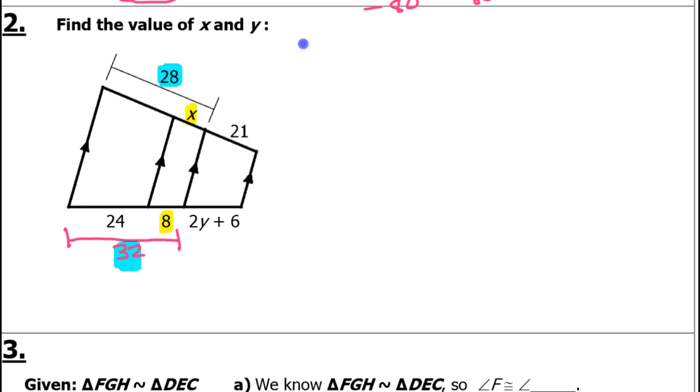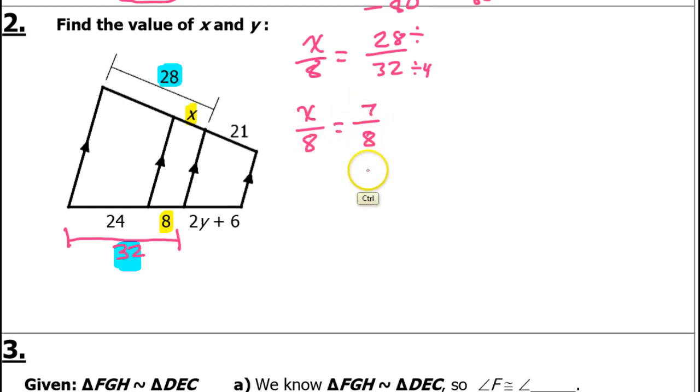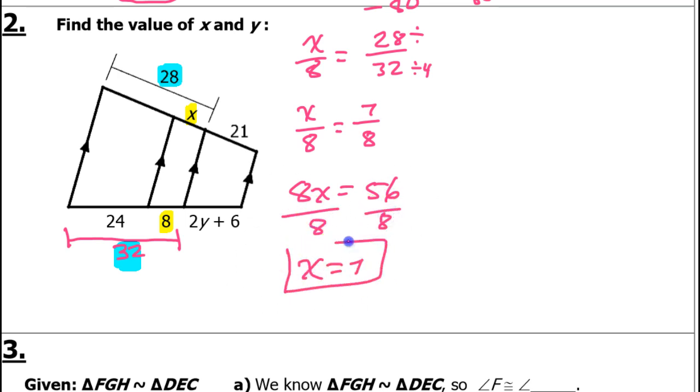Give me an equation. X over 8. So I could do x over 8, for example, and 28 over 32. Okay, so that would work. Any questions on that so far? All right, so I'm going to reduce this. Both of these are divisible by 4. So x over 8 is equal to 7 over 8. That kind of tells me right there that's going to be x equals 7. But 8x is equal to 56. Divide by 8. X is 7.